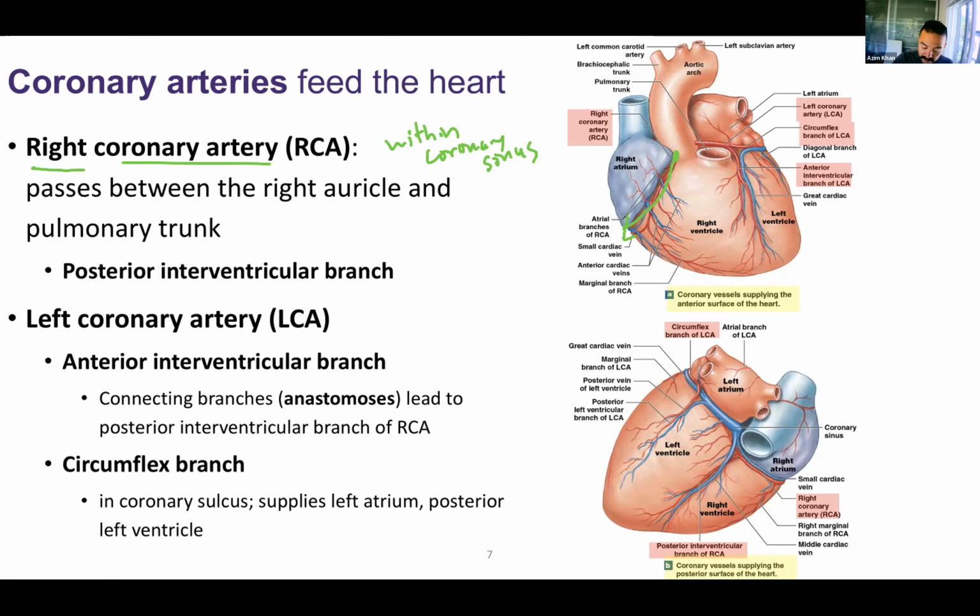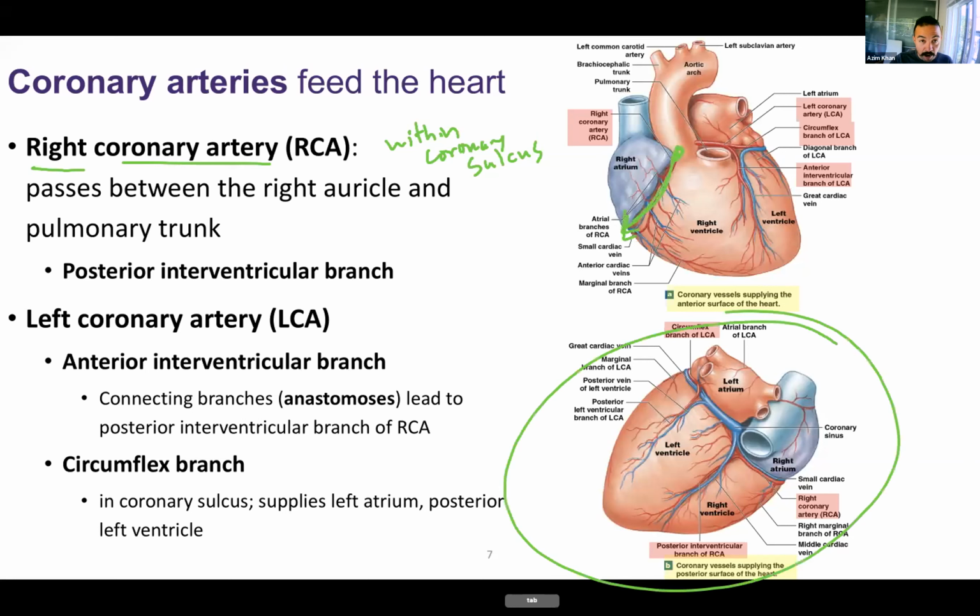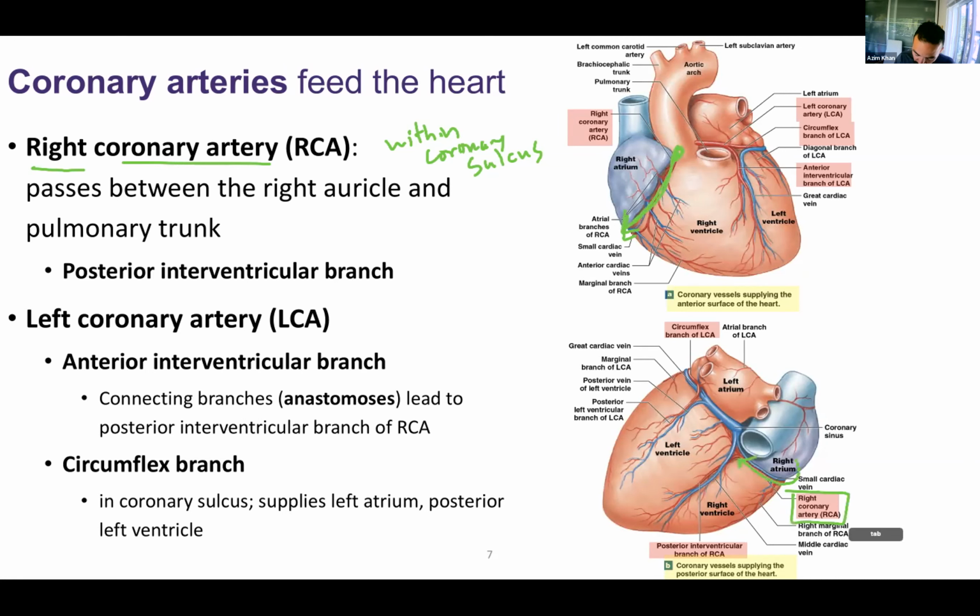This top picture is an anterior view of the heart. The right coronary artery continues and wraps around the back. Did I say sinus? I meant sulcus. A sinus is a vein. It's within the coronary sulcus. So the right coronary artery within the coronary sulcus wraps around to the back. Here at the bottom, same heart, posterior side, you can see wrapping around is again the right coronary artery.